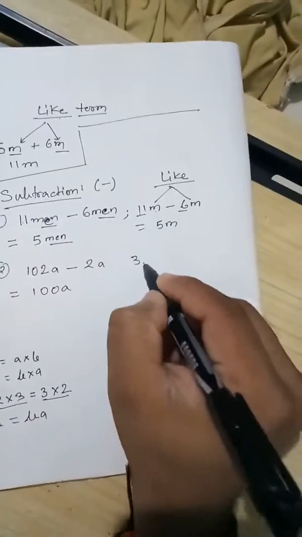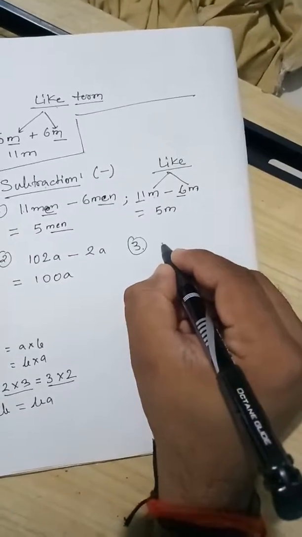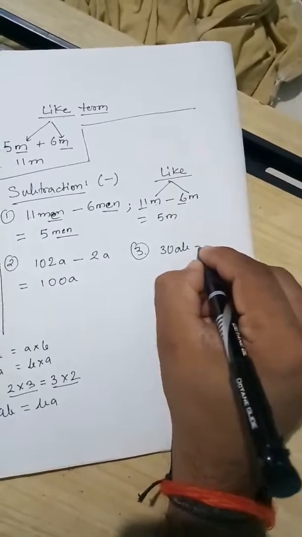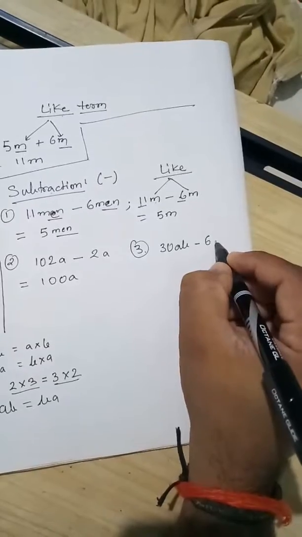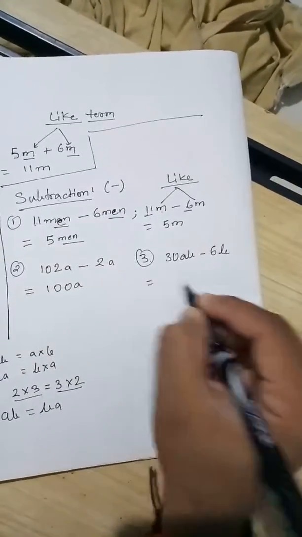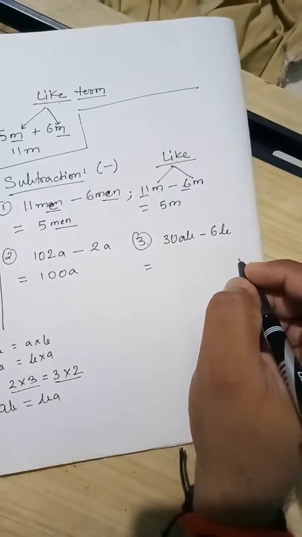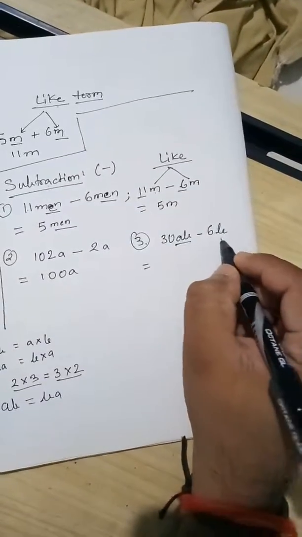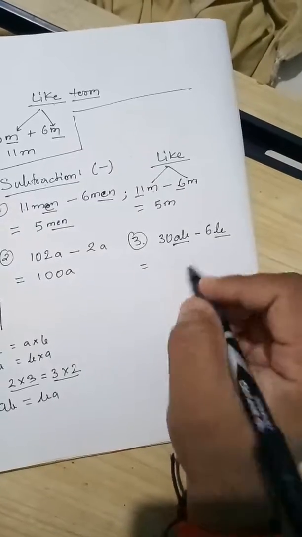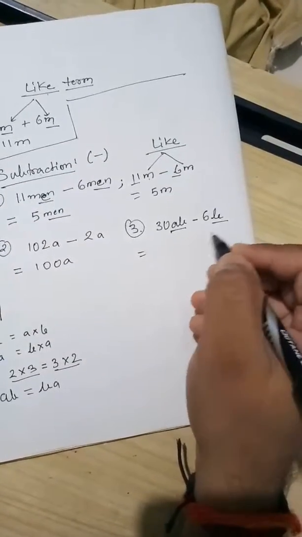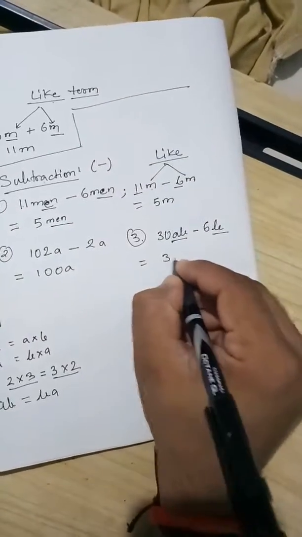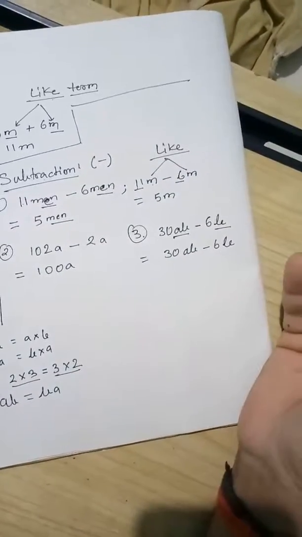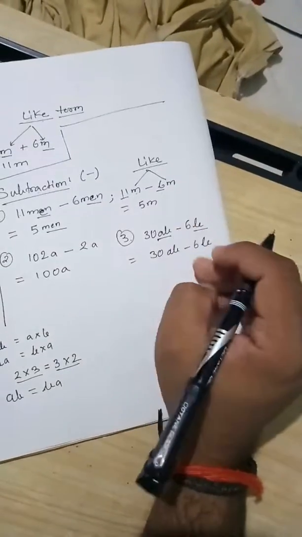Now the third example, be careful. I'm writing the third example here: 30ab minus 6b. What will be the answer? Can you find the peculiarity of this example? Here the variable is ab and here it is only b, so they are not like terms. So you cannot add or subtract unlike terms. So the answer will be the question itself: 30ab minus 6b. Got it? It's so simple. If they are not like terms, don't do anything. Just leave it as it is.